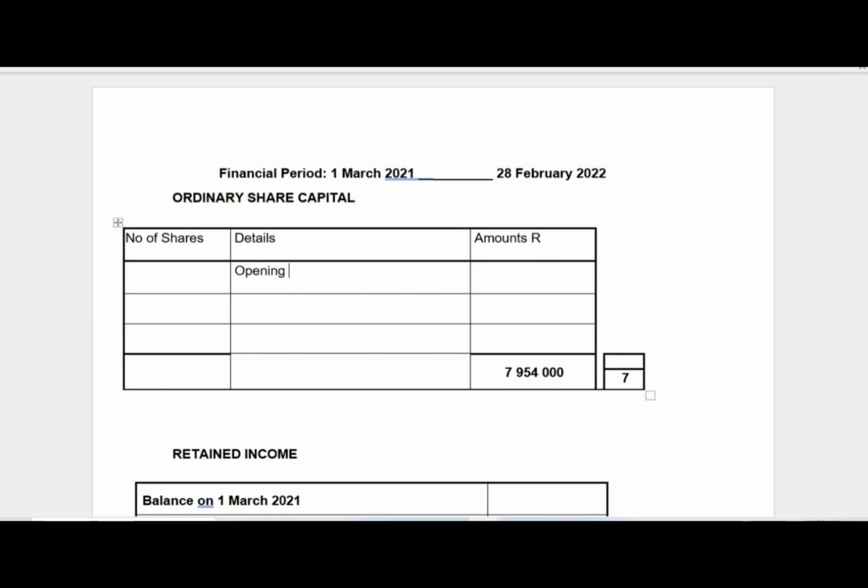Opening balance, or balance at the beginning. All right, and then how much is your opening balance for the shares? We are going to identify that in the question now.